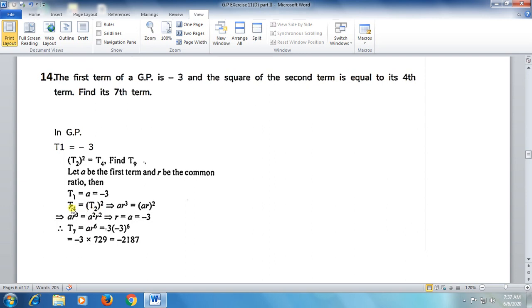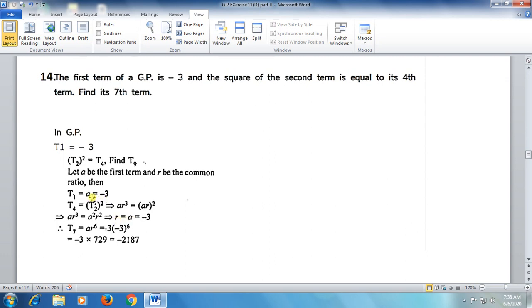If you equate these two, what remains? Here AR cube. Here T2 squared will become A square R square. Why? Because T2 is AR, whole square is A square R square. So A cancelled, R cancelled. On the left hand side R remains, on the right hand side A remains. So it gives the result that R is equal to A.